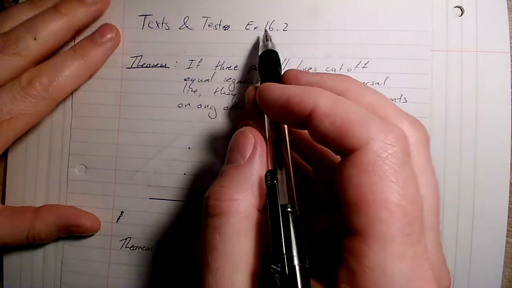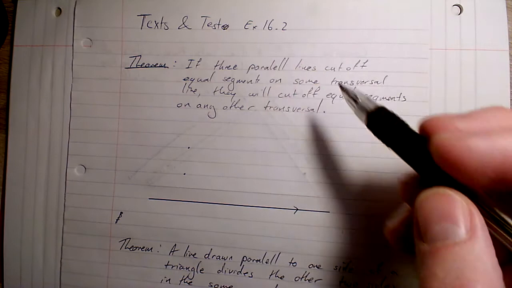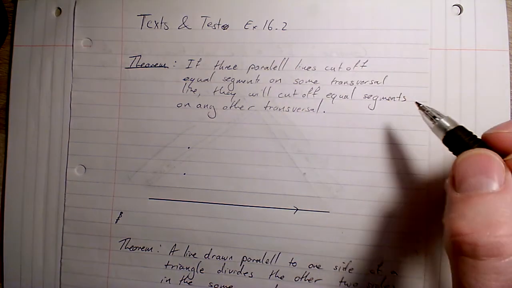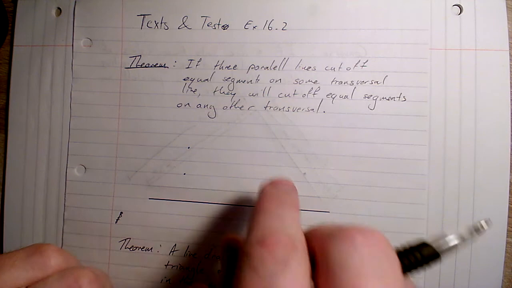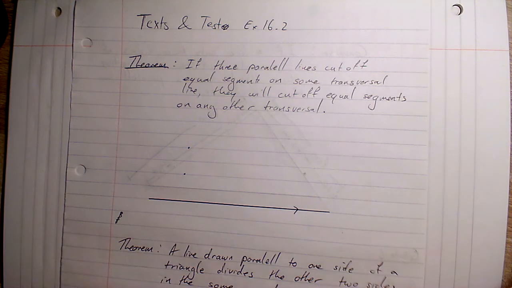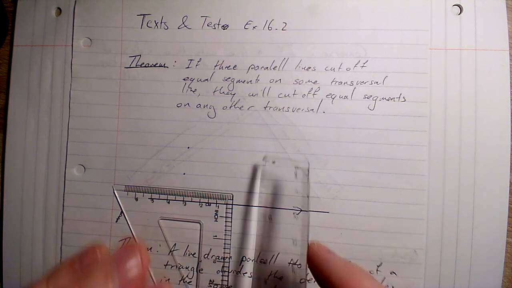We're looking at Text and Tests, chapter 16, point 2. So we're looking at a couple of theorems here. The first one is this one. If three parallel lines cut off equal segments on some transversal line, they will cut off equal segments on any other transversal. So what does that mean?